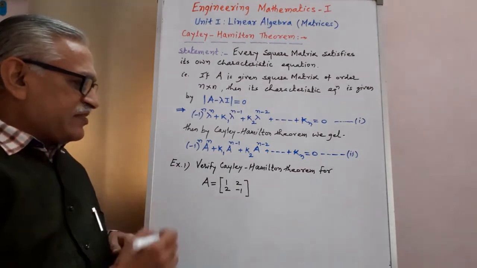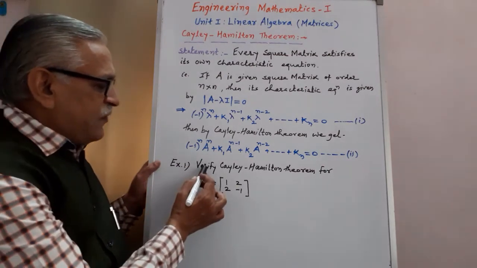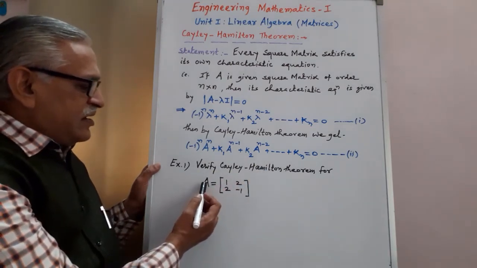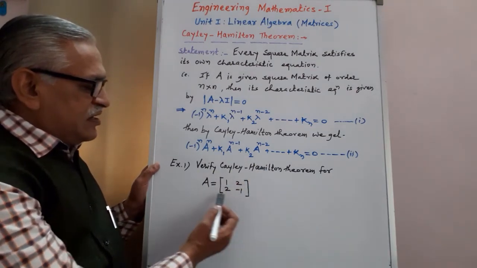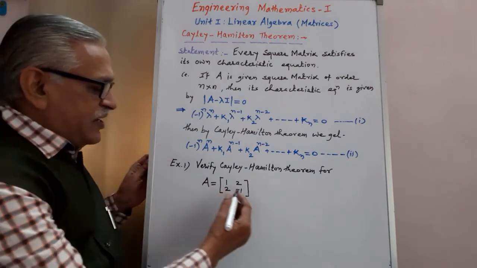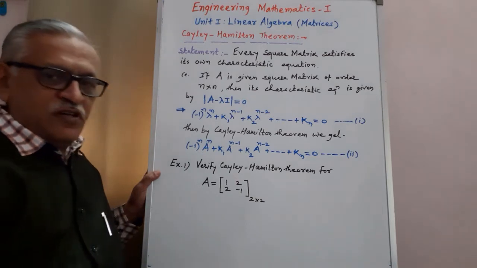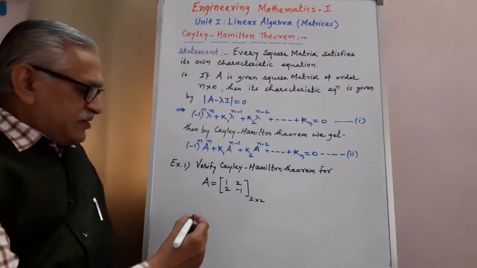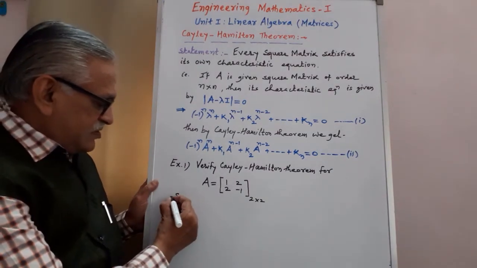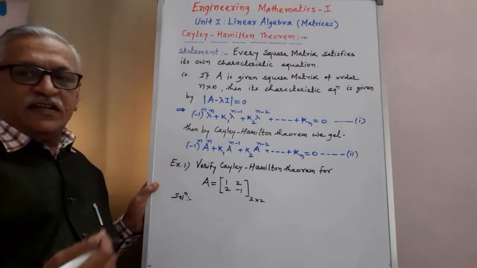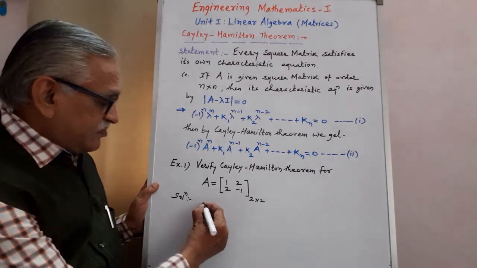Let us see one simple example. Verify Cayley-Hamilton theorem for the matrix A equals, elements 1, 2, 2, minus 1. The order of this matrix is 2 by 2, a square matrix of order 2 by 2. Okay. Then to verify this Cayley-Hamilton theorem, first we find the characteristic equation.